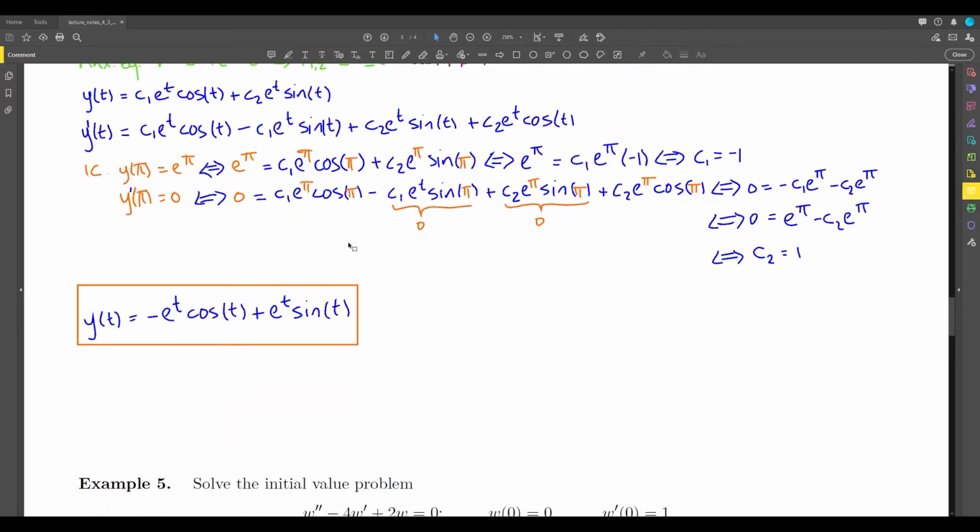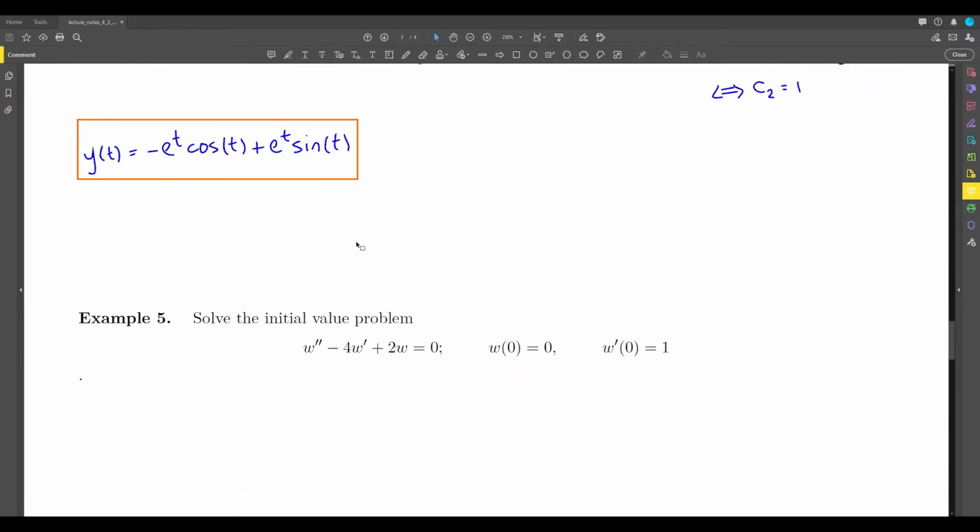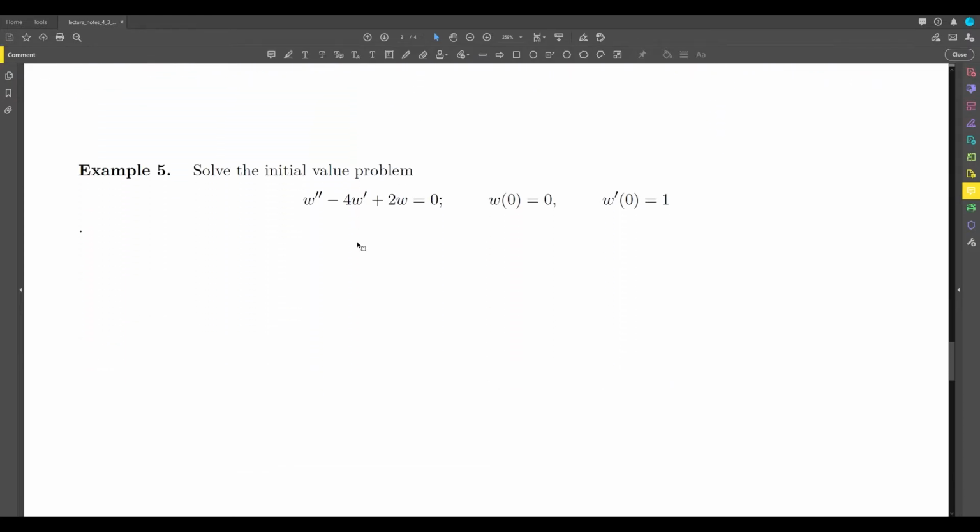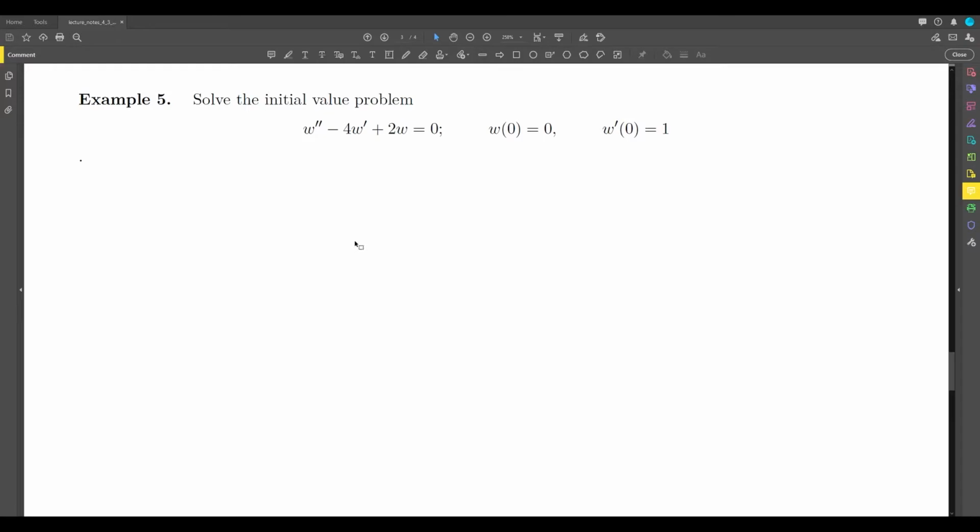Okay, and one final example for this video, we're going to solve the initial value problem w double prime minus 4w prime plus 2w equals 0 with initial conditions w at 0 equals 0 and w prime at 0 equals 1.